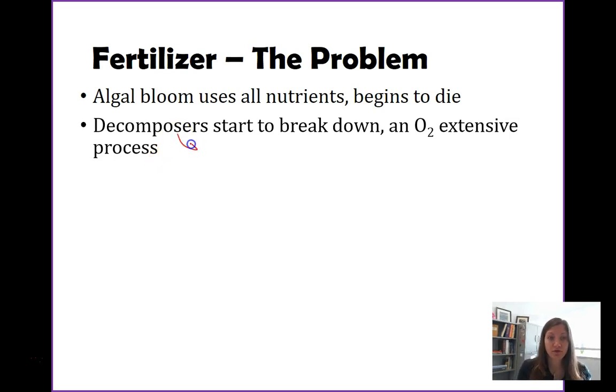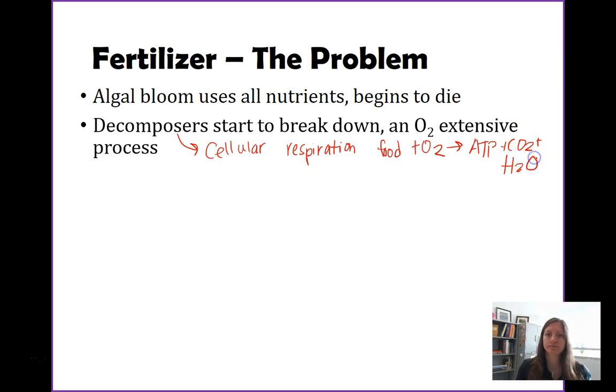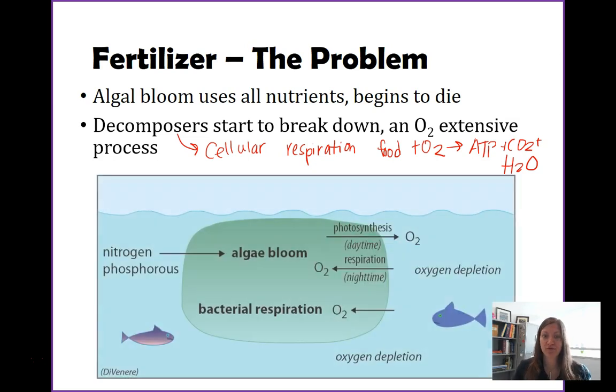Remember, our decomposers are doing cellular respiration. And as a review, hopefully you haven't completely forgotten what that is. That is food, such as glucose, plus oxygen, makes ATP, carbon dioxide, and water. So these decomposers are breaking down algae, they're eating food, so that means they need a lot of oxygen in order to break down that food.